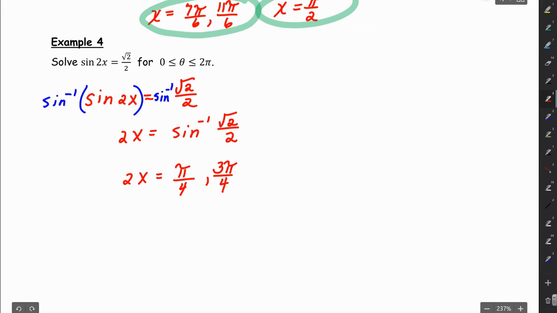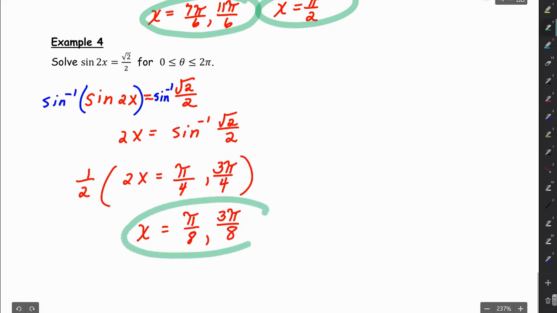Now we just have to solve for x. So we're going to divide by 2. You could think of it as multiplying both sides by 1/2. So on the left side, we get x. Pi over 4 times 1/2 gives me pi over 8. And 3 pi over 4 times 1/2 gives me 3 pi over 8. So our final solution here is pi over 8 and 3 pi over 8.